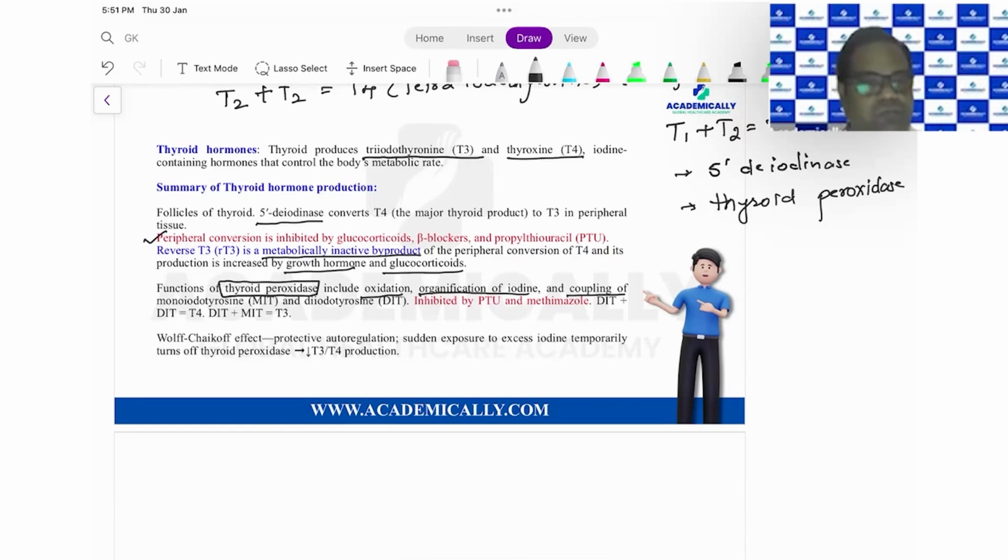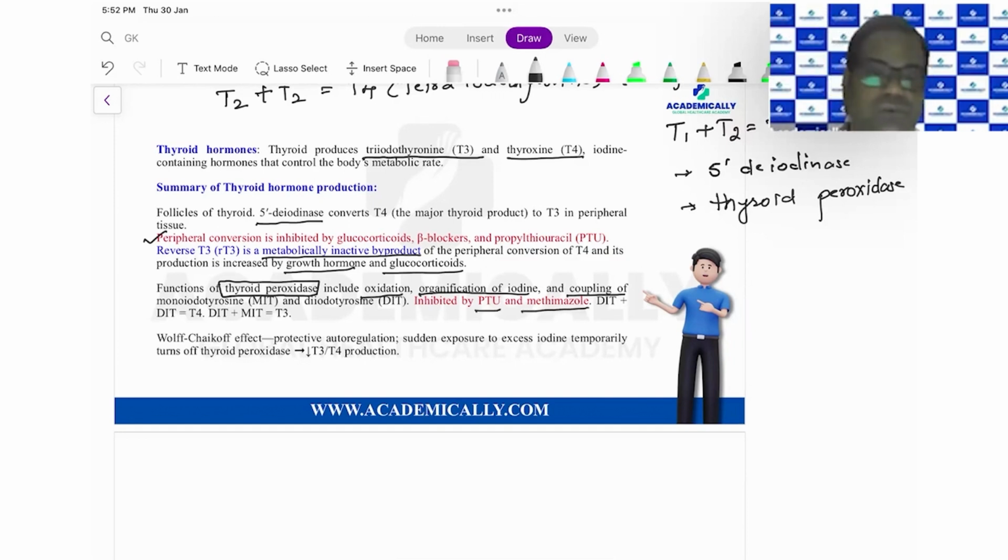So imagine, you block one enzyme and you are practically stopping thyroid hormone formation. That means this is a very, very effective site of action if you want to treat hyperthyroidism. 5-D iodinase catalyzes only one step, so it will have a limited effect if you block it. But if you block thyroid peroxidase, almost the entire T3 and T4 formation will stop. Now, again, which are the drugs which are going to do that?